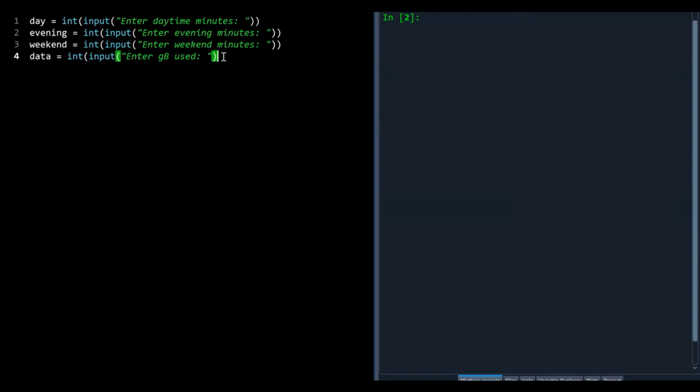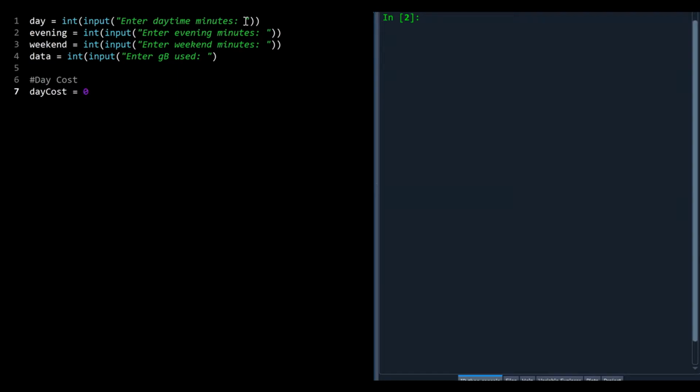Now we've got to do the calculation. Let's do the day cost first. So what does it say? It says we get 100 free daytime minutes, and then every minute we go over that is going to cost us 25 cents. So I'm going to make a variable called day cost, and I'm going to set that equal to 0.